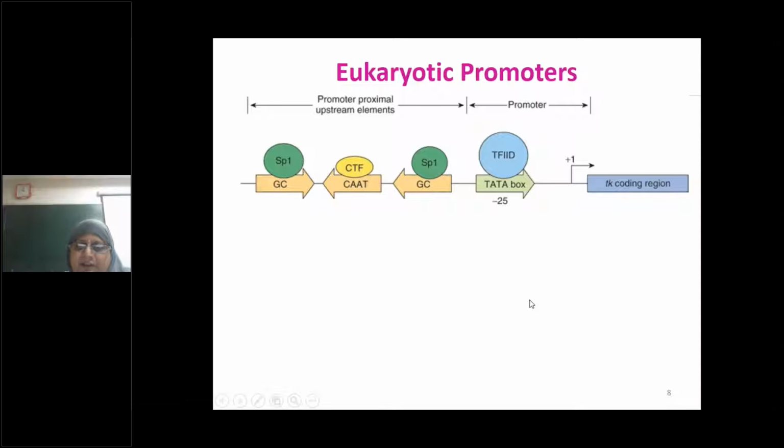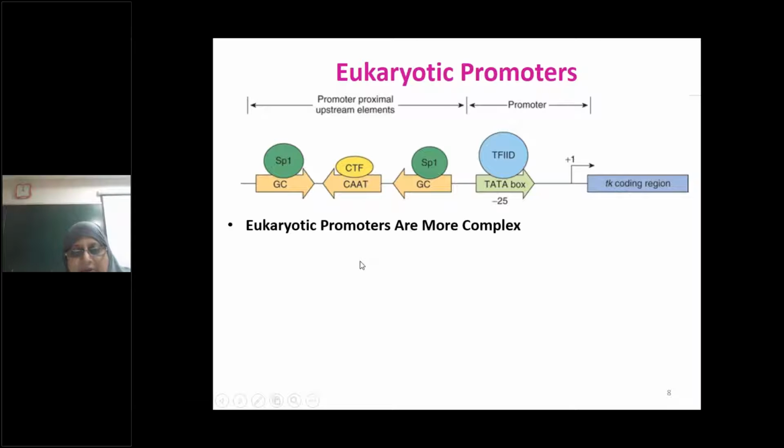Now, what are these eukaryotic promoters? So you can see here, if this is the transcription site over here, what we say are the upstream elements are upstream to that of the transcription site. This site will be the downstream to that of the transcription site.